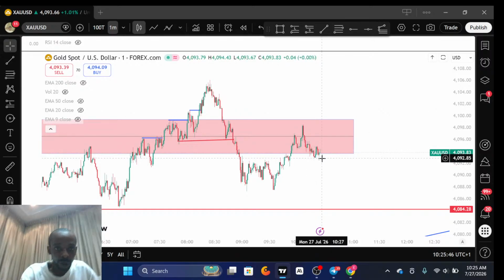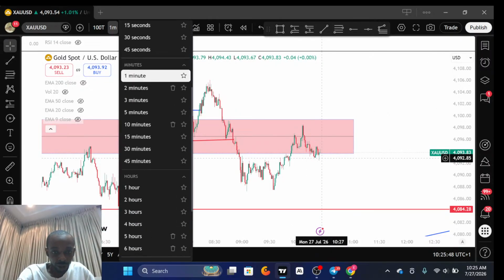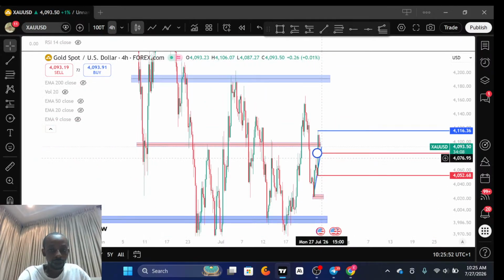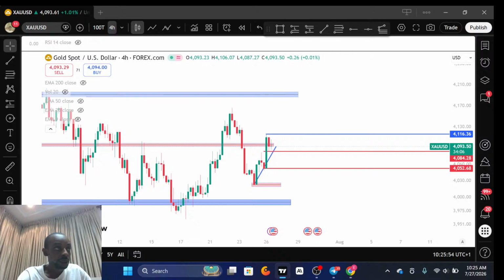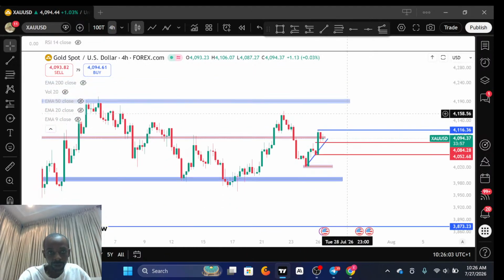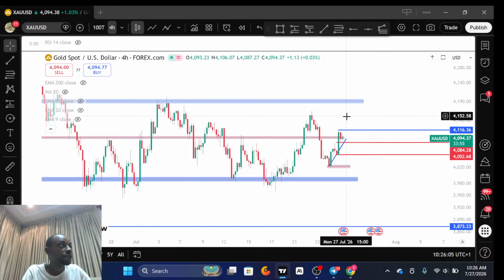Like what we said before, if you are just joining us now, we said the market is still in a consolidation. And because the market is still in a consolidation, we cannot really enter the market. If you check the 4 hours time frame, the market is still in a consolidation.